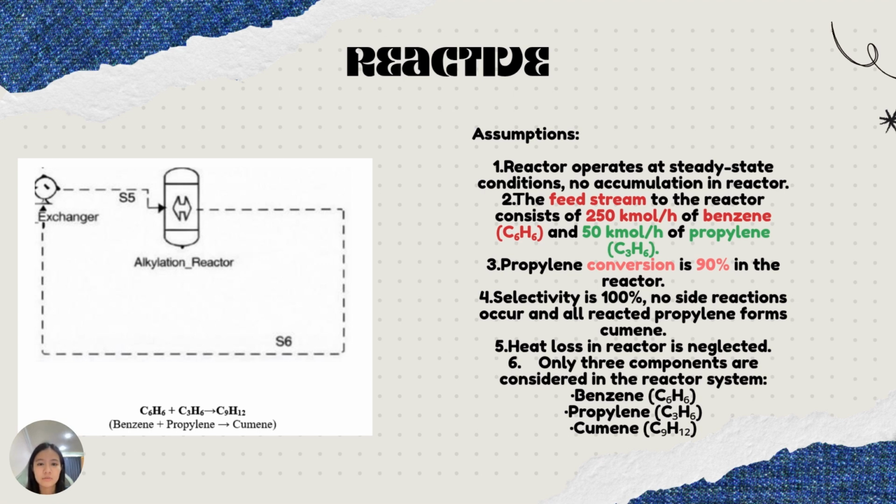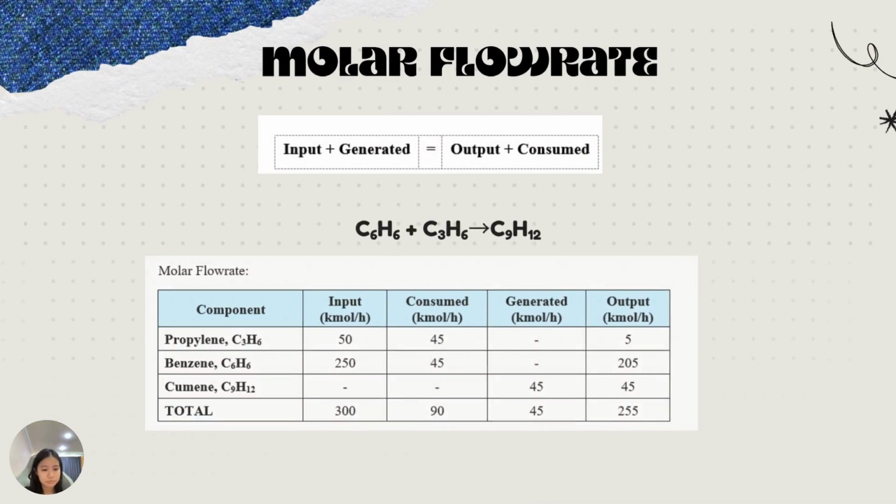We assume the reactor to operate at steady-state operation, where the feed stream to the reactor is 250 kmol per hour of benzene and 50 kmol per hour of propylene, where the propylene conversion is 90% in the reactor. Only 3 components are considered in the reactor, mainly benzene, propylene, and cumin.